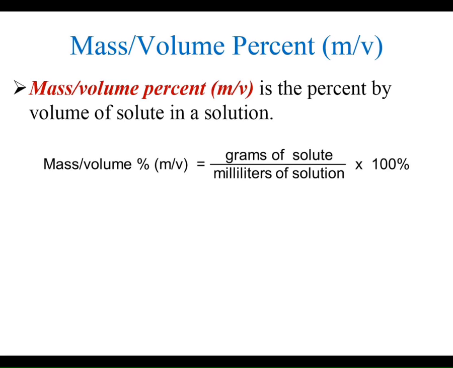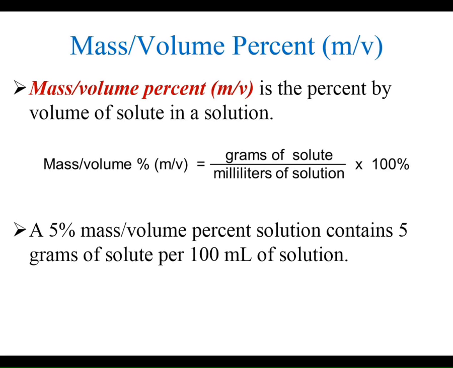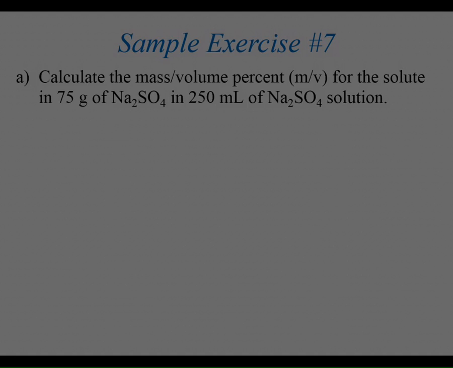If I say it's 5% M/V, that means there's 5 grams per 100 milliliters. Right? 5 out of 100. But now it's 5 mass, grams, per 100 volume, milliliters. Right? Okay, let's try one.